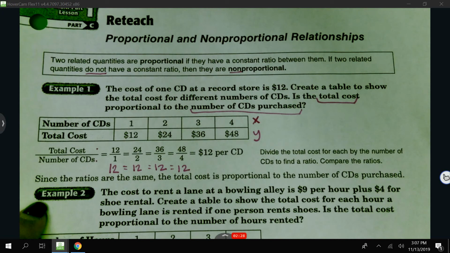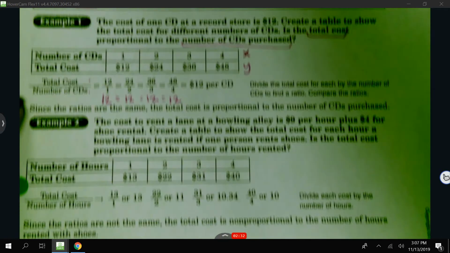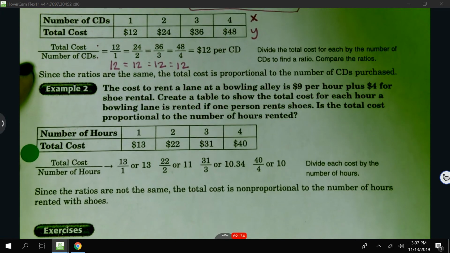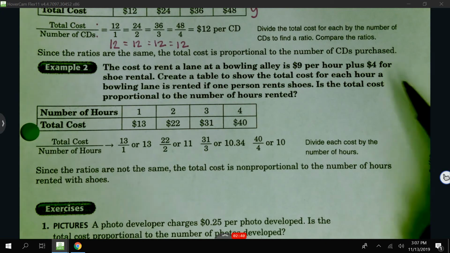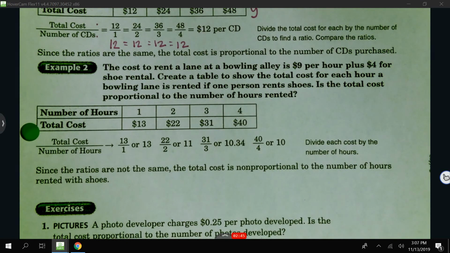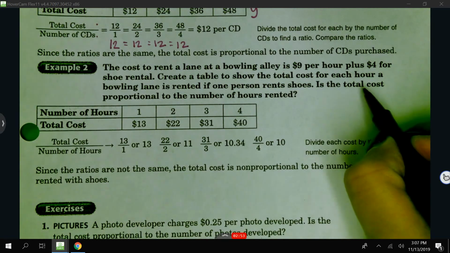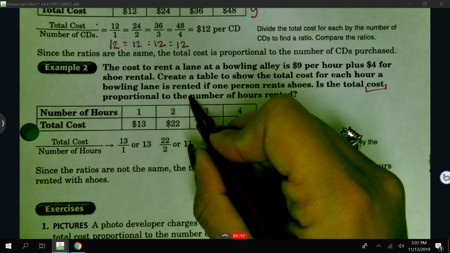Example 2, I am talking about bowling. It says the cost to rent a bowling alley is $9 per hour, plus $4 for shoes. Create a table to show the total cost for each hour a bowling lane is rented. If one person rents shoes, is the total cost proportional to the number of hours rented? So again, it's asking, is the total cost proportional to the number of hours?